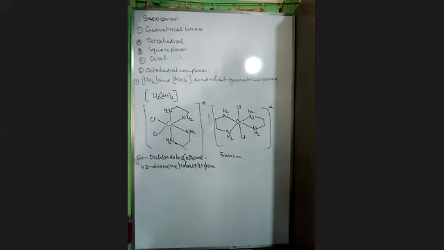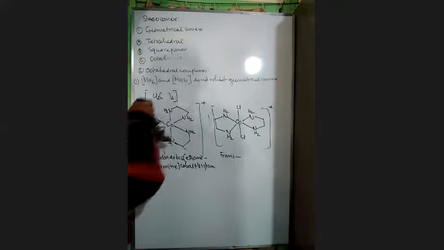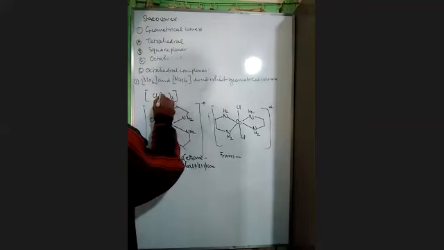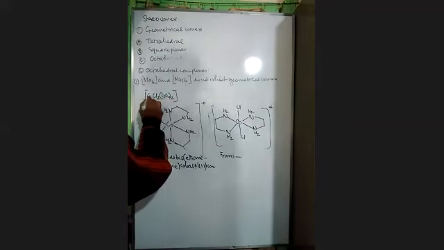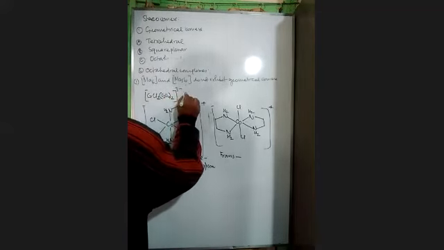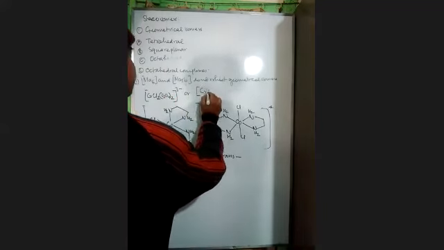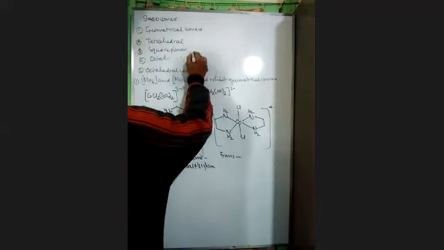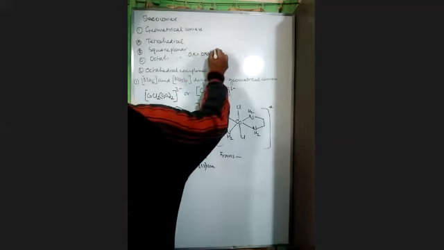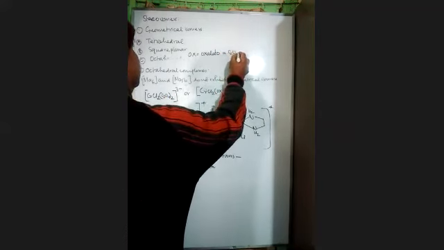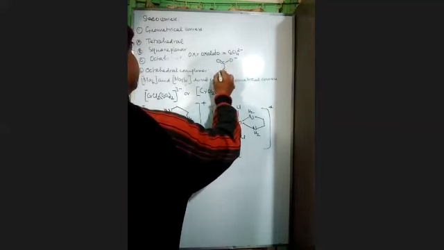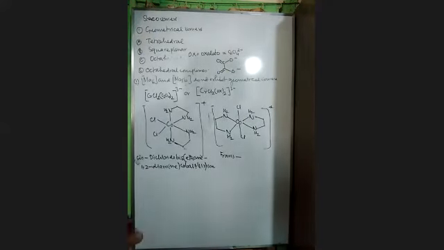Now I will write here. You will write now [Cr(C2O4)2]3 minus, or you may have to write it like this: [CrCl2(ox)2]3 minus. Now what is ox? Ox is oxalate. So what is this? C2O4 2 minus. How does it look like? In your book, they write it as ox.